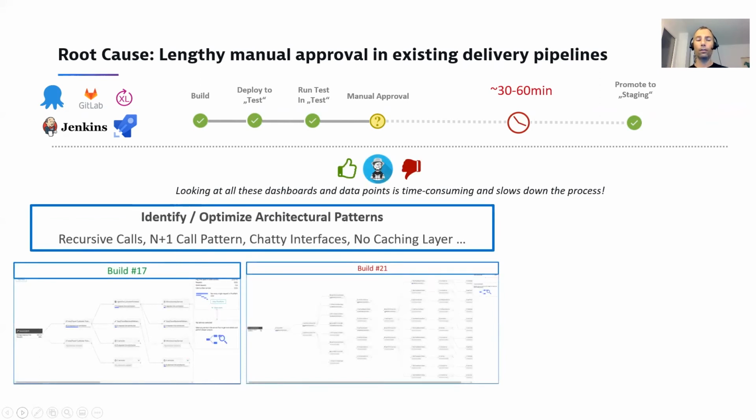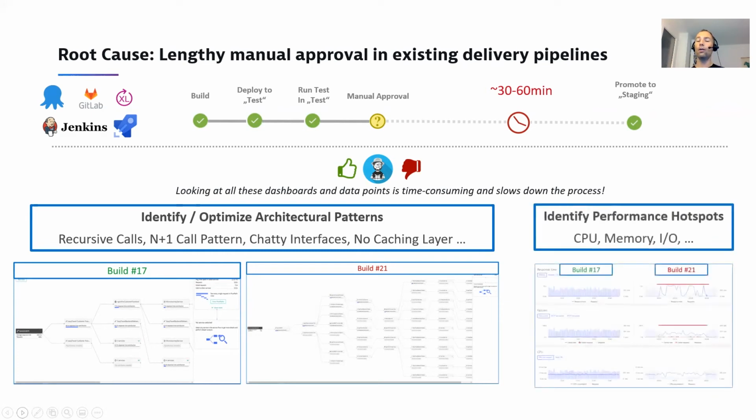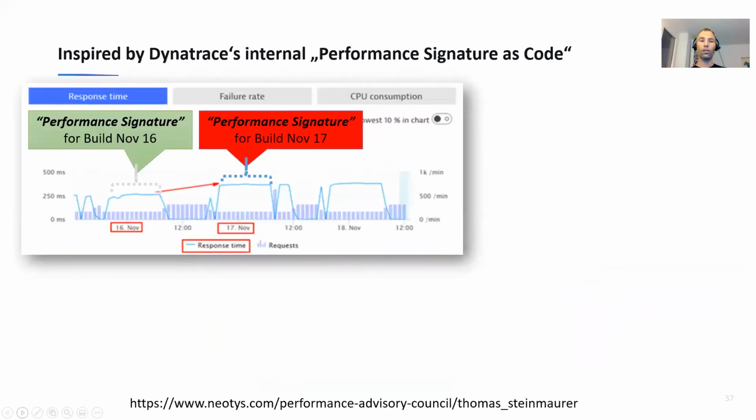So we need to look at the distributed traces and figure out, is there a difference from one build to another. We may need to look at metrics, right? The stuff that I've showed you earlier. Yes, it's all possible. We can look at this, but this is very cumbersome and it takes a lot of time. And this is where I want to propose the automated way that Keptn allows us to do. And this was actually inspired by something one of my colleagues has done at Dynatrace.